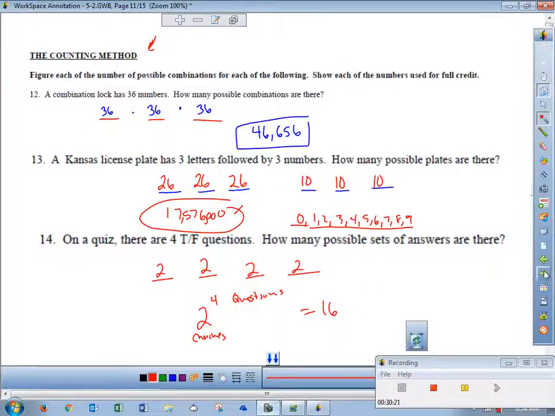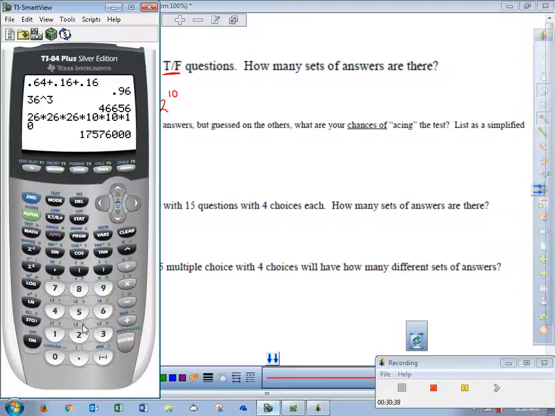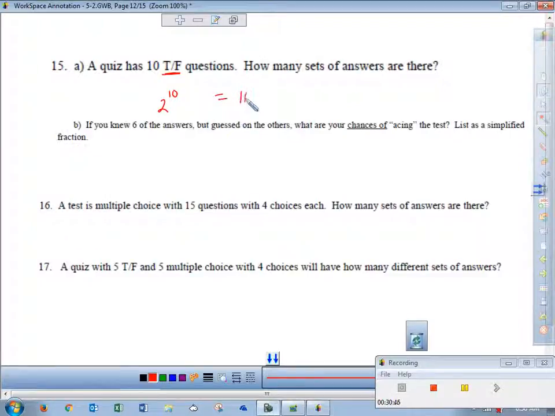There's 16 of them. The quiz has 10 true or false questions. How many sets of answers are there? So instead of drawing 10 blanks, we'll use that little shorthand. We're going to do choices. How many choices do you got? 2 to the number of questions. So 2 to the 10th power. That would be 1,024 sets of answers.